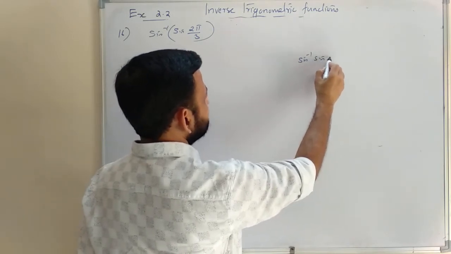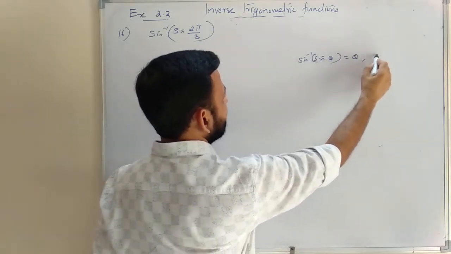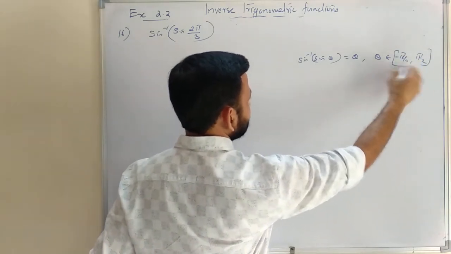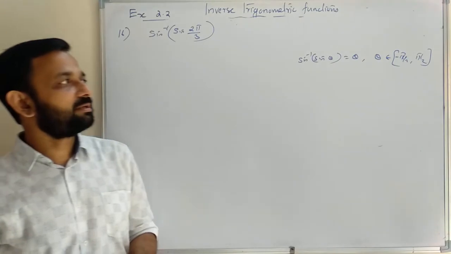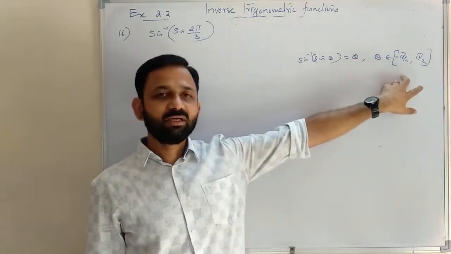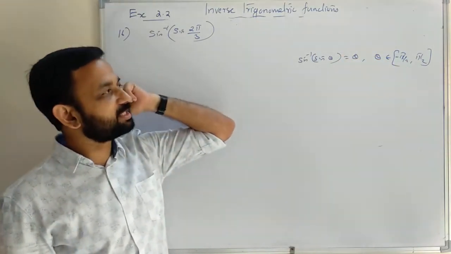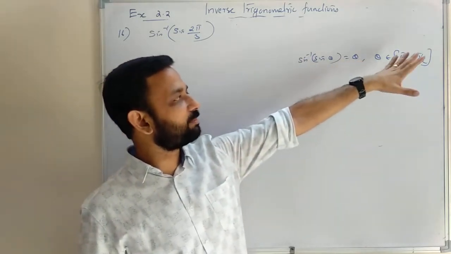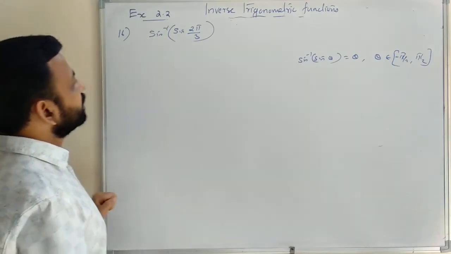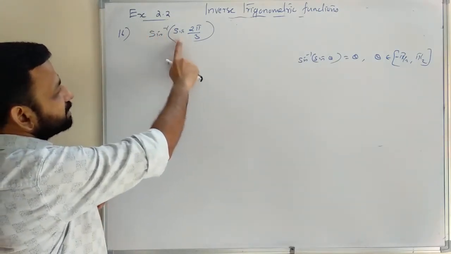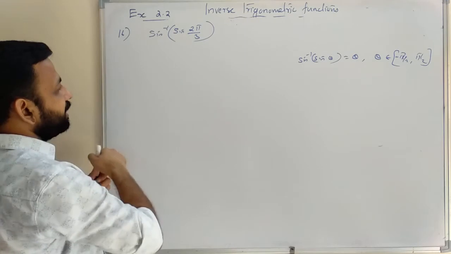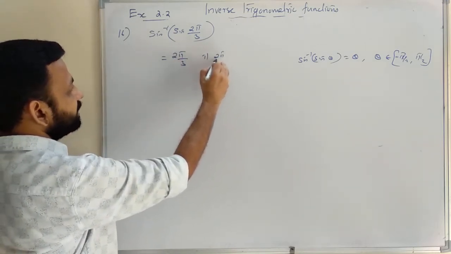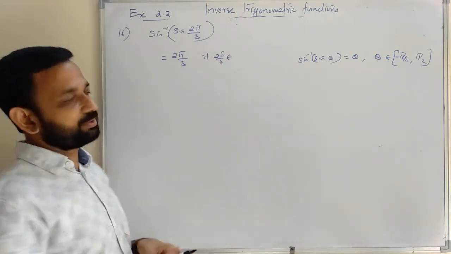sin inverse sin θ is equal to θ if θ belongs to −π/2 to π/2. That is the principal value branch, and in that branch the function is invertible. So we can write sin inverse sin θ is equal to θ if θ belongs to that interval. Similarly, sin inverse sin 2π/3 will be equal to 2π/3 if 2π/3 belongs to that interval, −π/2 to π/2.